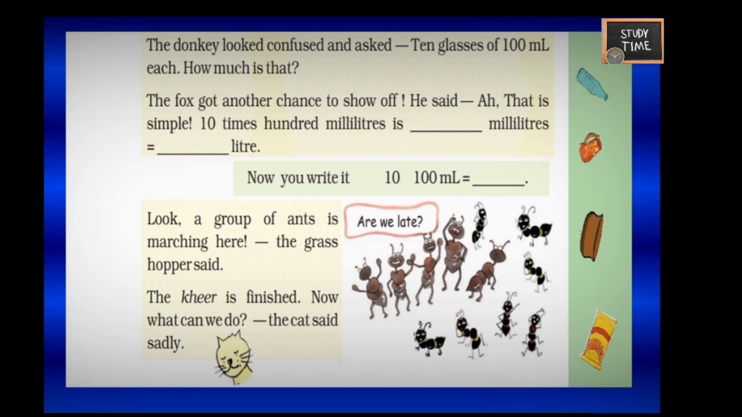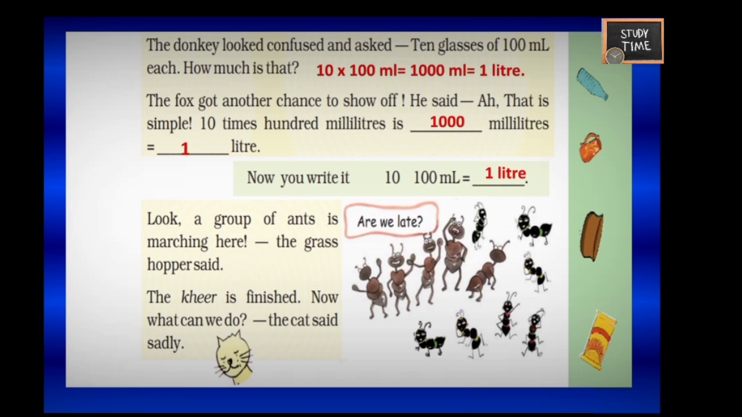The donkey looked confused and asked, "10 glasses of 100 ml each? How much is that?" The frog got another chance to show off. He said, "That is simple. 10 times 100 milliliters is 1000 milliliters. 1000 milliliters is 1 liter. So 10 into 100 is 1000 milliliters. So you'll be getting 1 liter."